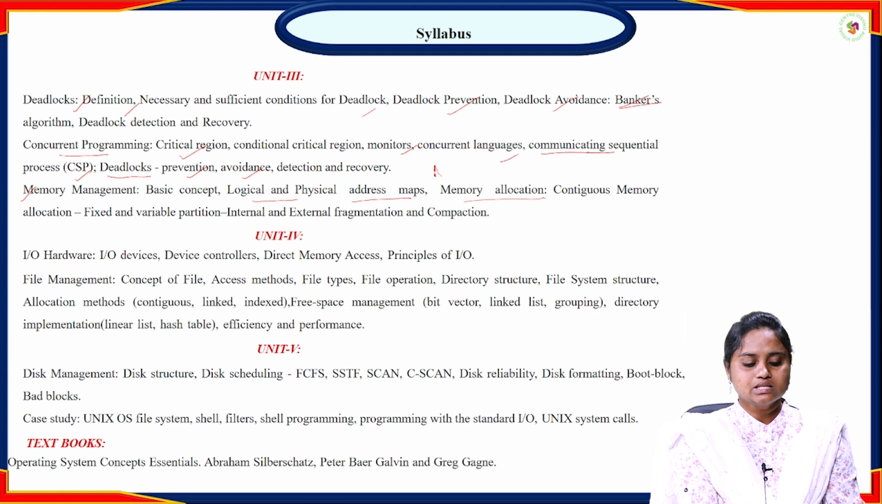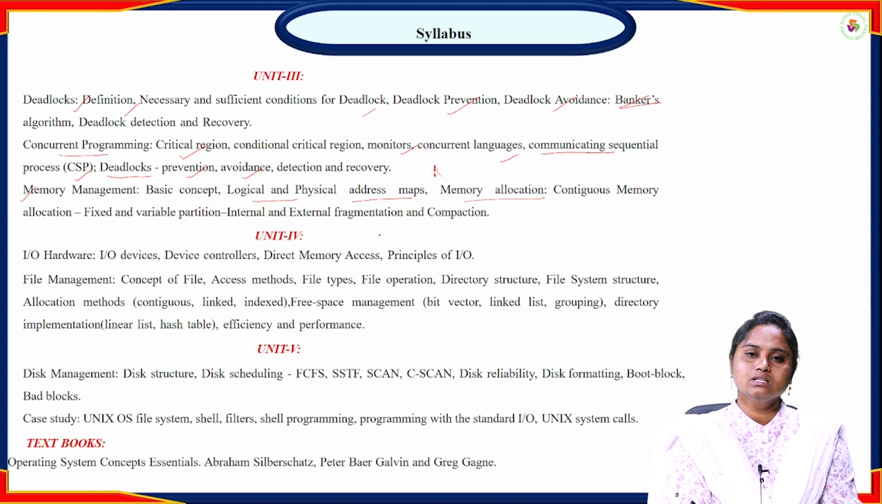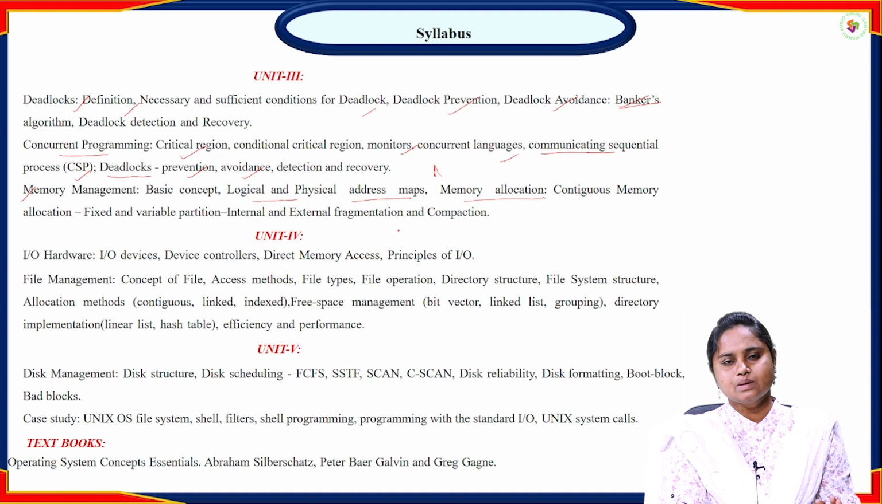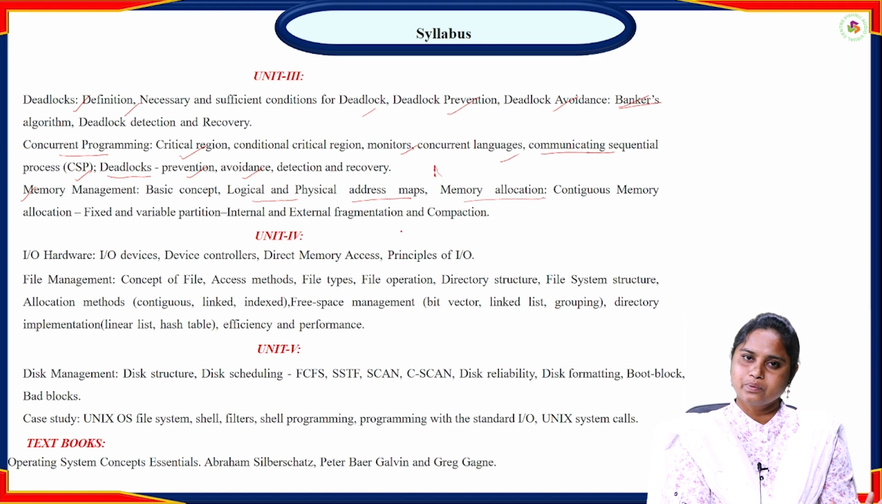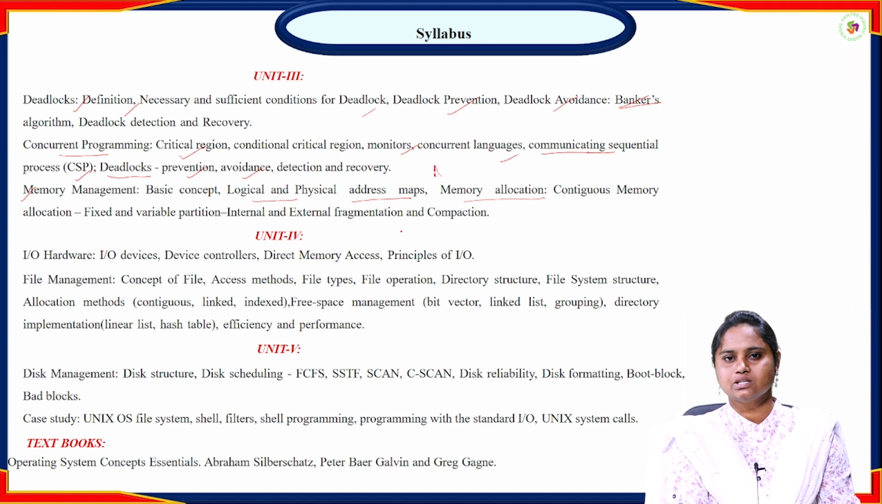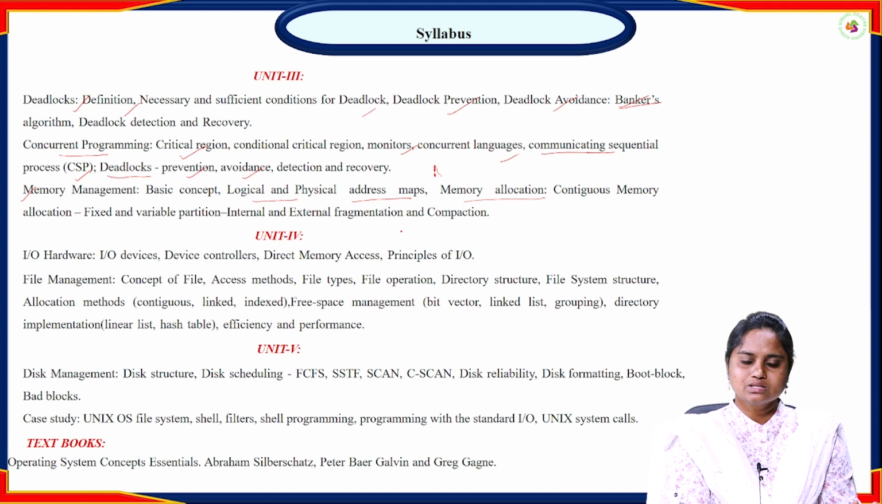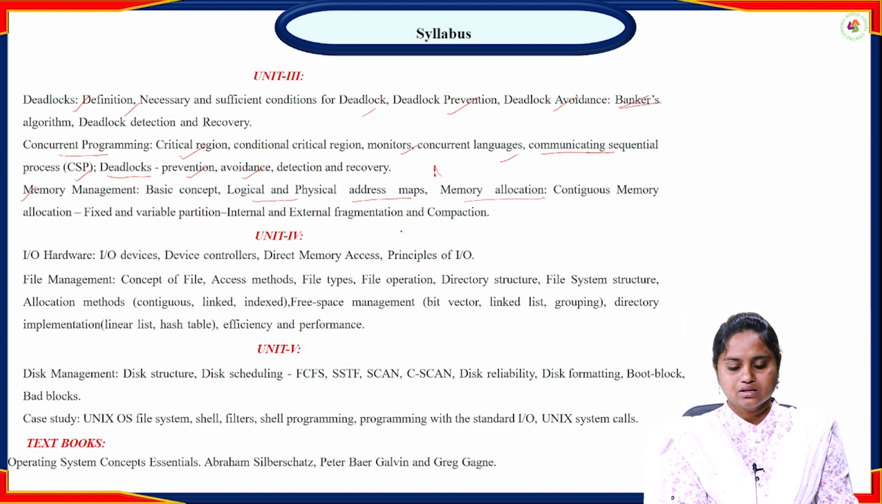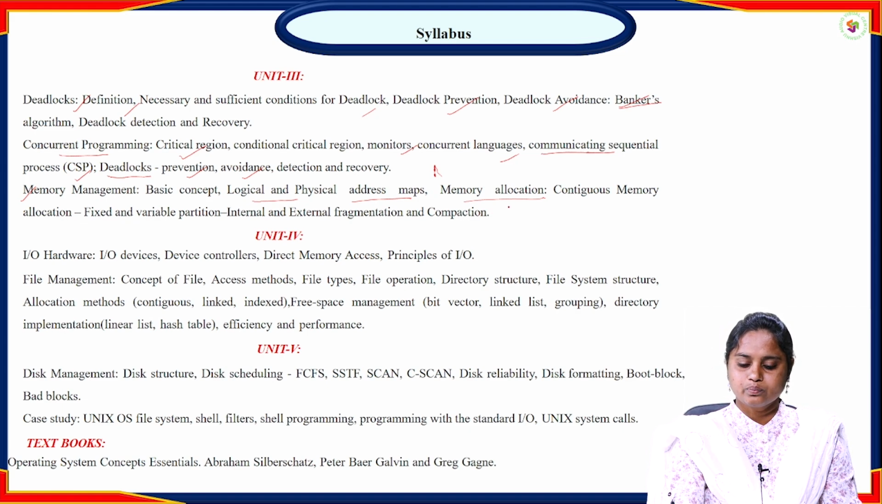After explaining fixed and variable partitions, we have another important topic, that is internal and external fragmentation. Actually, these two are the problems we are facing in memory management. After allocating some memory to each and every process, sometimes we may get some space internally, sometimes we may get space externally. So that space management is very, very important, and how the operating system will manage memory in terms of internal and external fragmentation. And after that we have a topic, that is compaction.